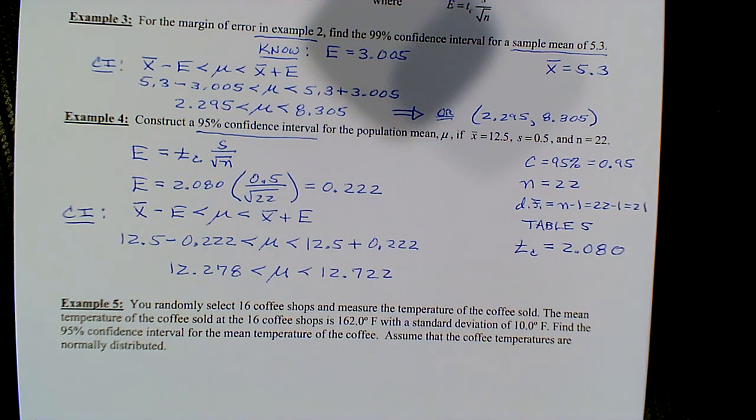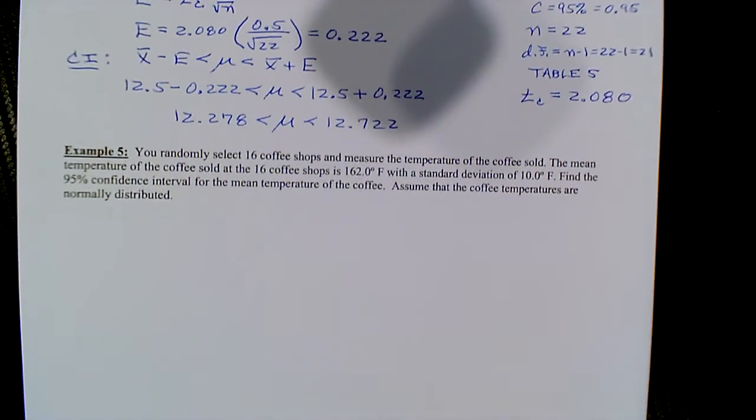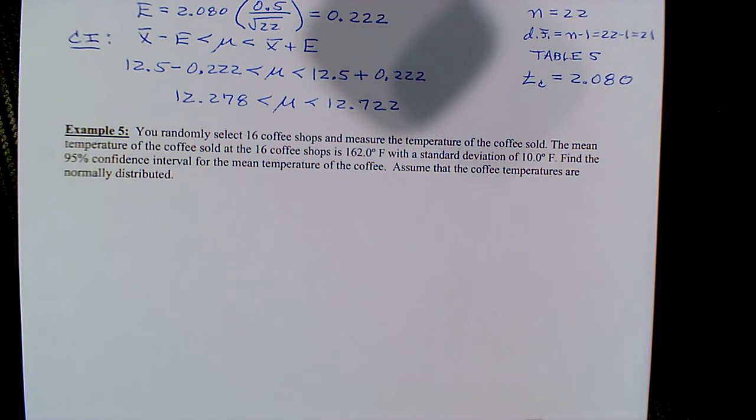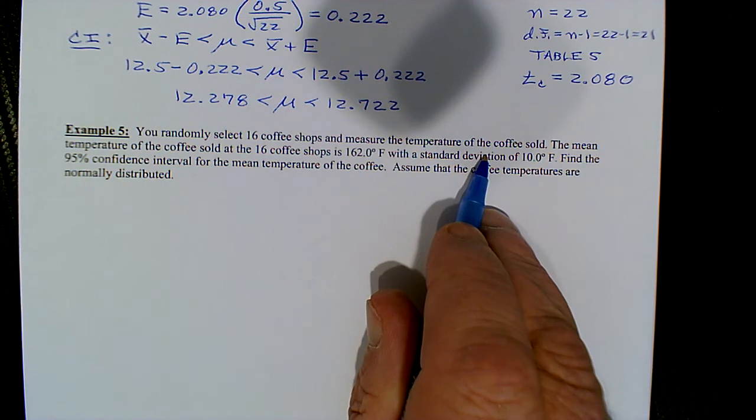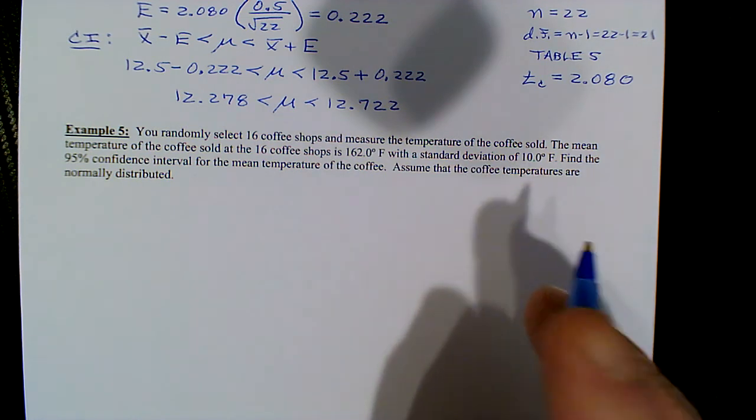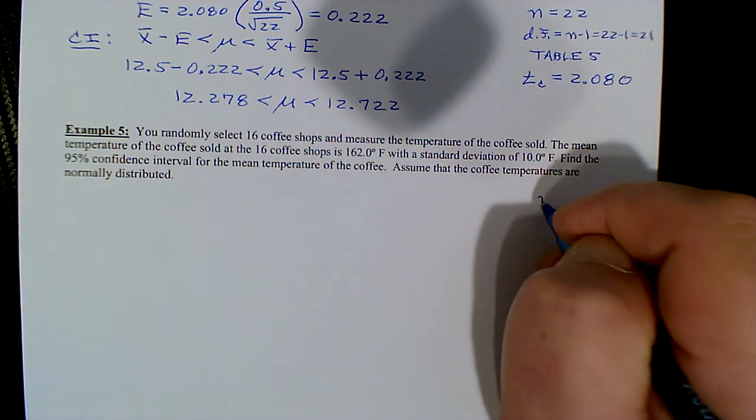Okay, so that's the mechanics. Now some word problems. So we randomly select 16 coffee shops, and we're measuring the temperature of the coffee sold. So right away we know n is 16.